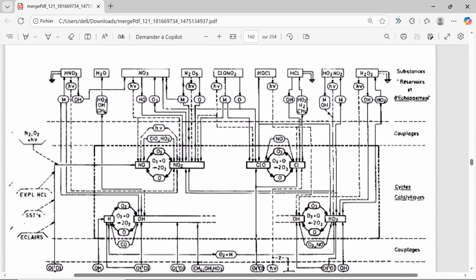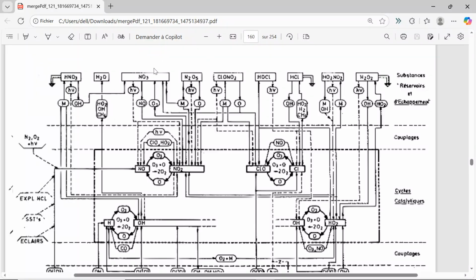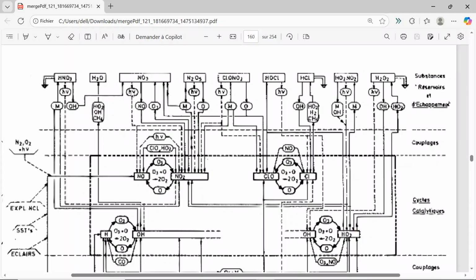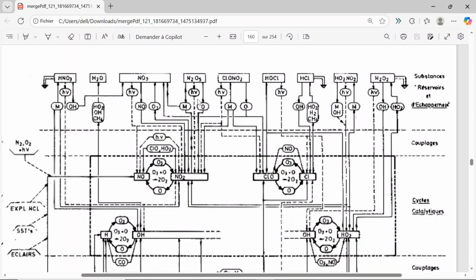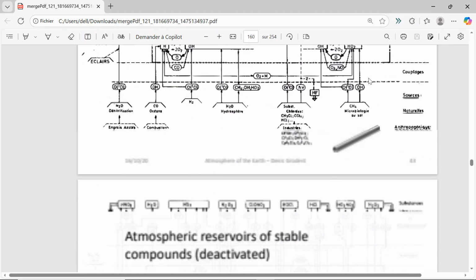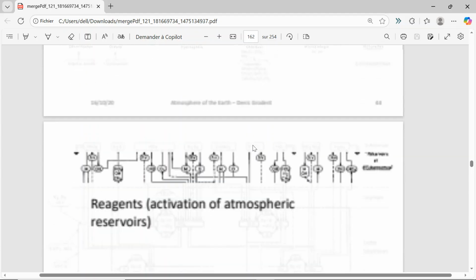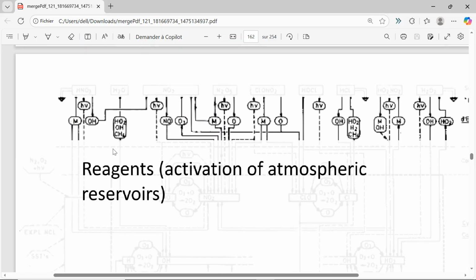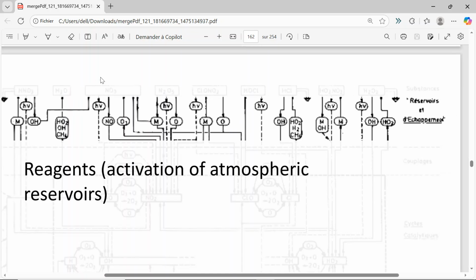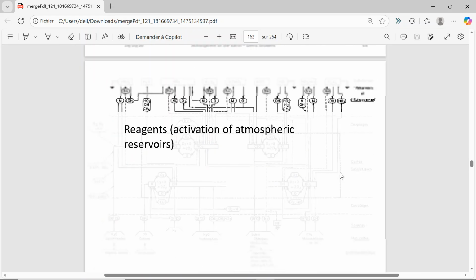So this slide is very important. On the upper part you have the reservoir that can be activated in different manners, but they are mainly activated during the day due to sunlight, H nu, etc. We'll go layer by layer explaining it. The atmospheric reservoir of stable compounds that are deactivated can be activated through different processes. So if we focus, for example, on NO3, it can be activated using H nu. They are mainly activated due to sun activity.